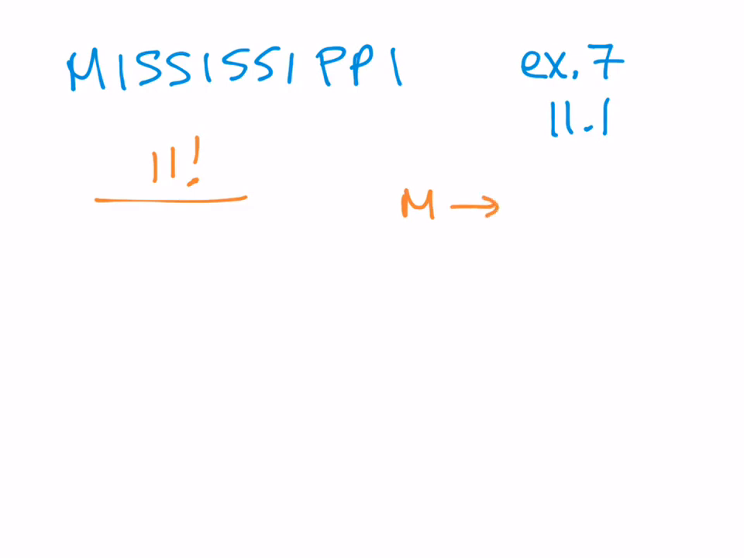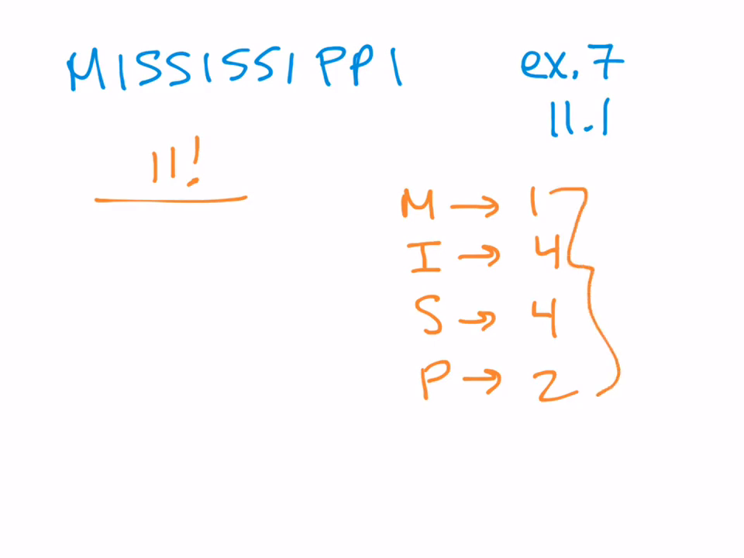So I've got an M. I only have one of those. I, we have 4 of them. S, we have 4 of those. And 2 P's. Okay, and then just as a tip to make sure you've accounted for everything, if you add those up, that should give you the total number of letters. Okay, so we would want to divide by ways to arrange those repeat letters.